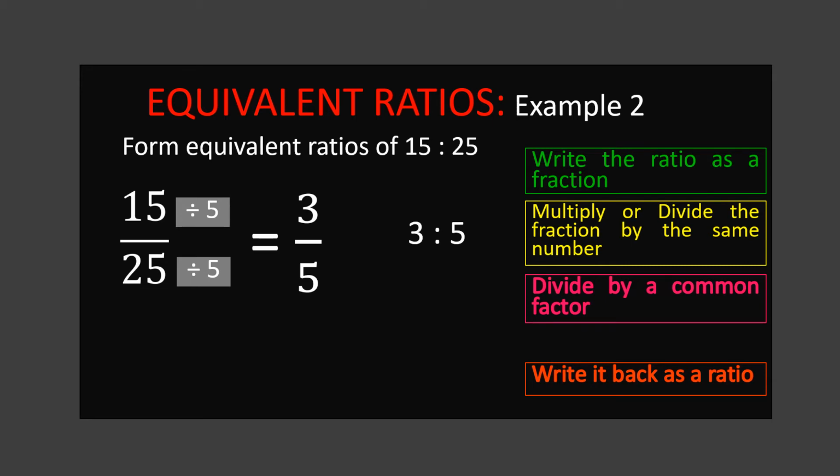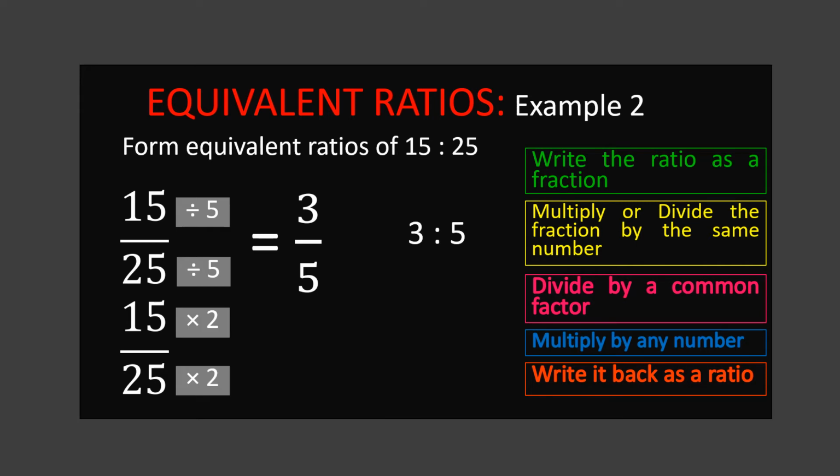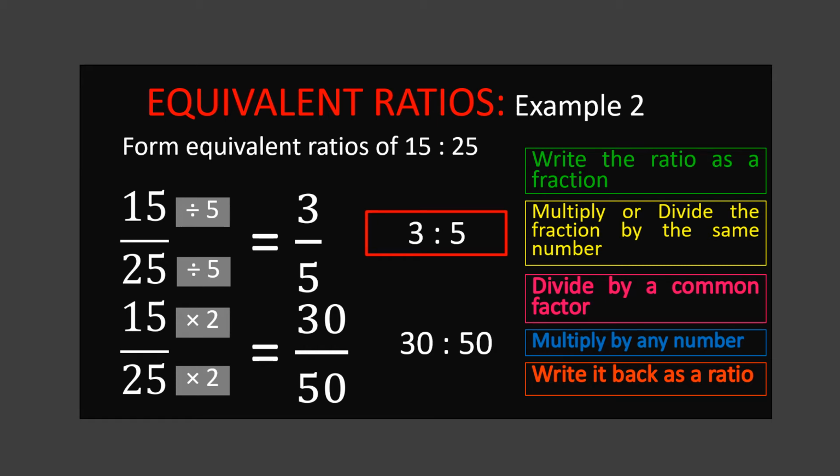Now let's do it by multiplying. Again write the ratio as a fraction. 15 over 25. Now decide on a number that you are going to multiply. If it is multiplication, you can multiply by any number. This time let's multiply it by 2. 15 times 2 will give you 30. 25 times 2 will give you 50. Again, this is a ratio, so we need to write our answer back as a ratio. That means the answer is 30 is to 50. So equivalent ratios of 15 is to 25 can be 3 is to 5, 30 is to 50, and it can be many more.